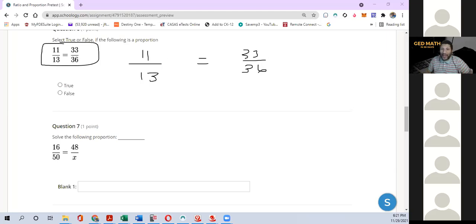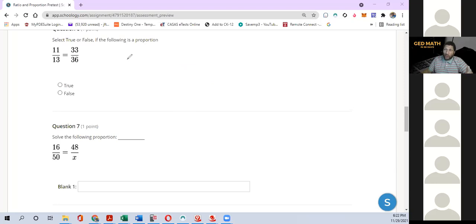What do I have to multiply 11 by to get 33? 3. Whatever I do to the top, I do to the bottom. 13 times 3 is what? 39. So that's not a proportion. The easiest way to solve a proportion is to first try equivalent fractions. If push comes to shove, use unit rate or cross multiplication. You can still cross multiply: 33 times 13 is equal to 36 times 11.